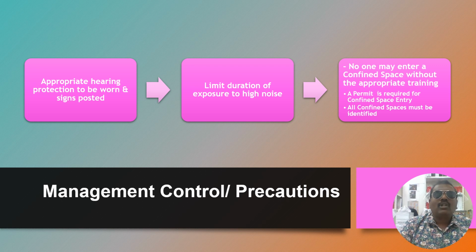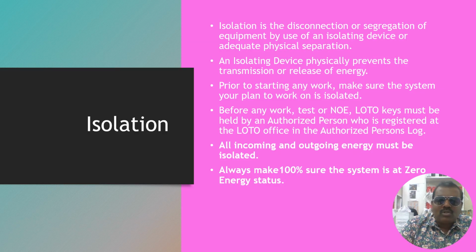Management control precautions: appropriate hearing protection to be worn and signs to be posted. Limited duration of exposure to high noise. No one may enter a confined space without the appropriate training. A permit is required for confined space entry. All confined spaces must be identified in the project.